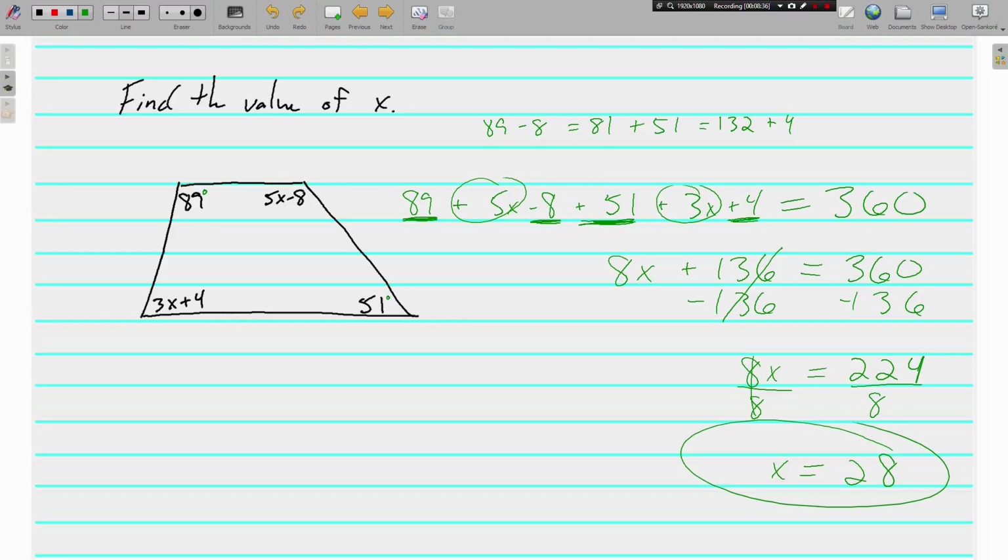Triangle sum theorem. All 3 angles in a triangle add up to a sum of 180 degrees. And you can use that theorem to solve problems about missing angles.